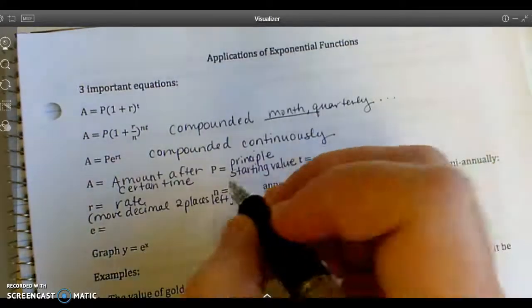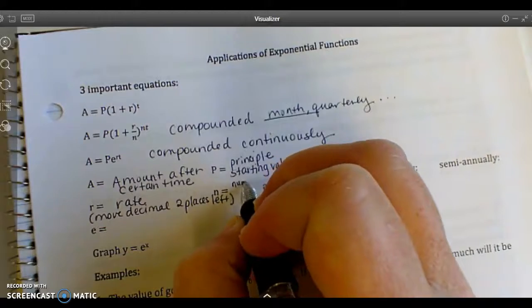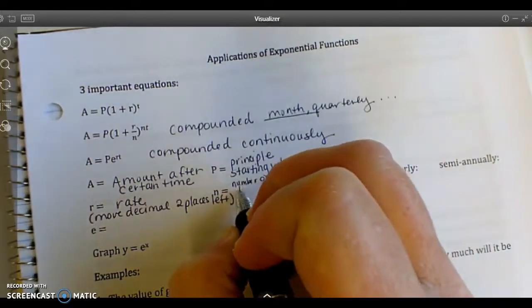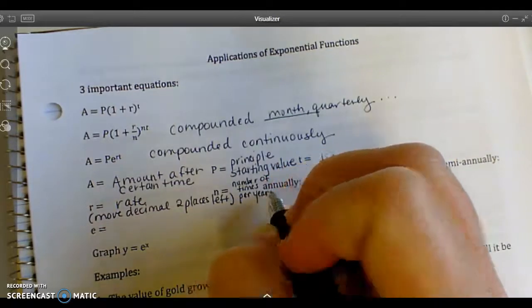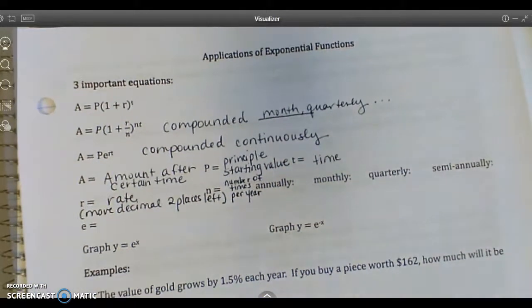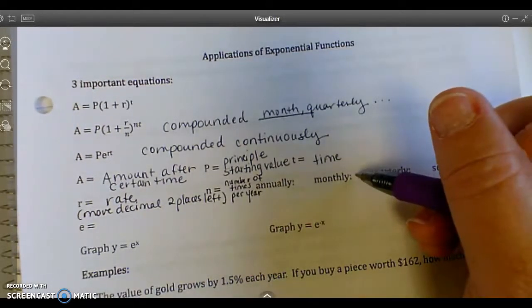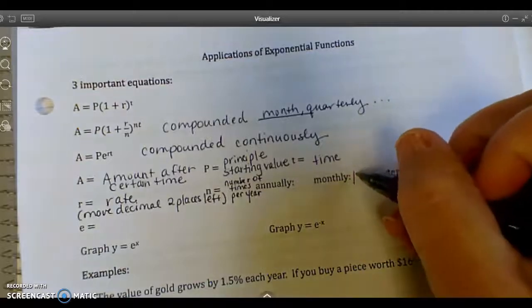N, and it looks like I don't have a lot of room here, but it's number of times per year. Sorry that's so little. When you talk about compounding monthly or compounding quarterly or compounding whatever, N is the number of times per year that you're going to do this. So if you compound it monthly, how many times per year is that going to be? 12, because there's 12 months.